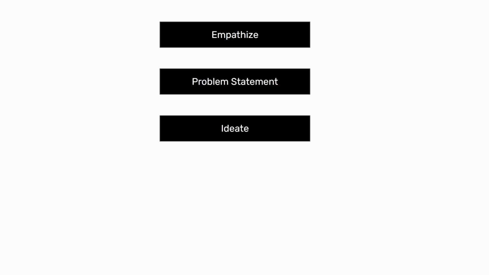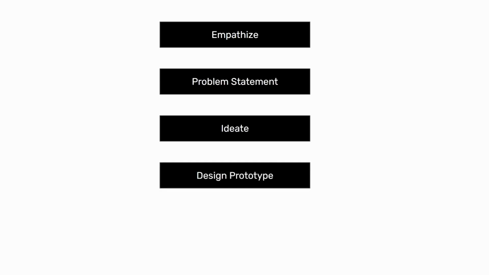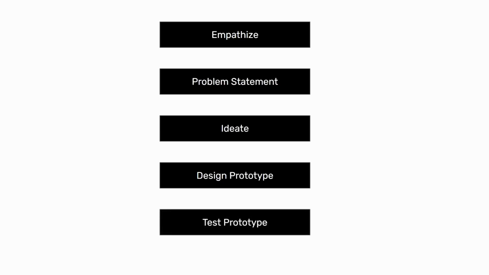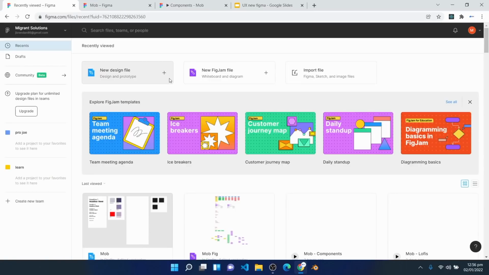Now, when we are able to get an idea for the problems in the problem statement, the next action will be for us to design that idea into a testable prototype. And after designing that idea into a testable prototype, we will go ahead to test the design to be sure that it is able to solve the problems in the problem statement. So let's get to work.